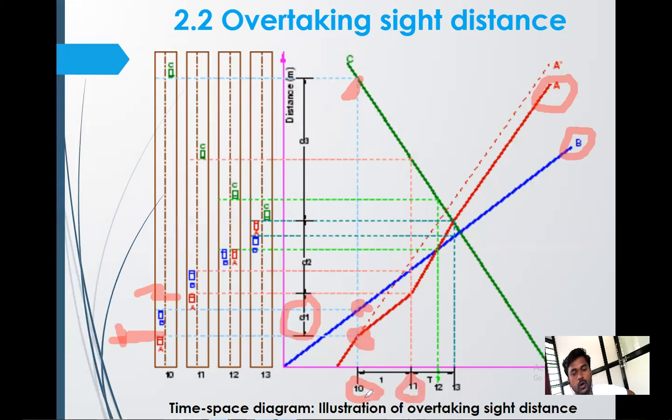Okay. Means what? It travels from t0 to t1 and the distance is d1. Then at this position, he decided to go for overtaking. And now see here at this position.